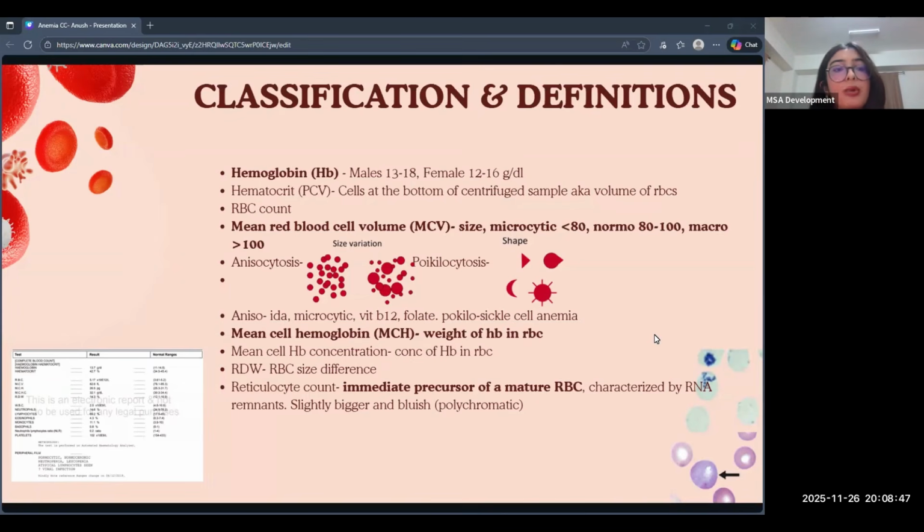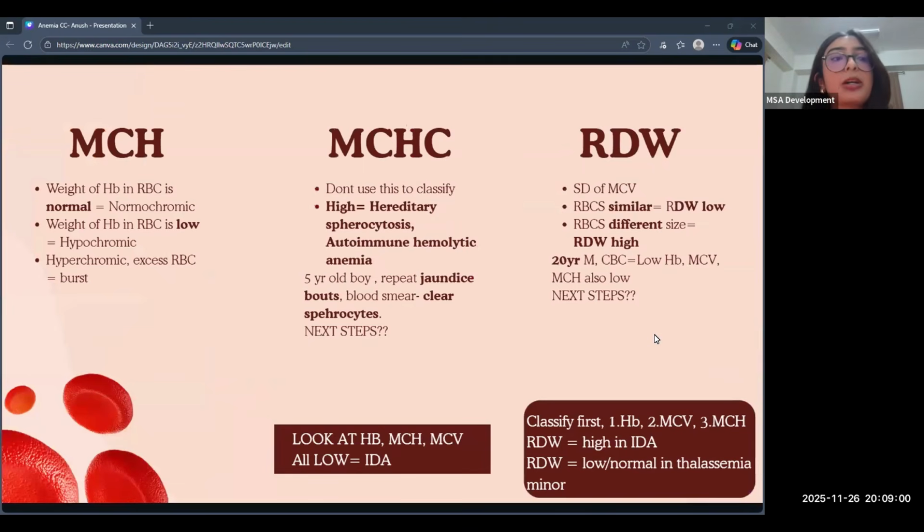What I want you to take from this slide is that the things we look at first are HB, MCV, and MCH, and we can classify all of our anemias based on these three things. Now let's talk about MCH. We said it was the weight of hemoglobin in the RBC. If it's normal, it's normochromic. If it's low, it's hypochromic. But there's no such thing as hyperchromic. You can't add too much hemoglobin in an RBC because it's just going to burst.